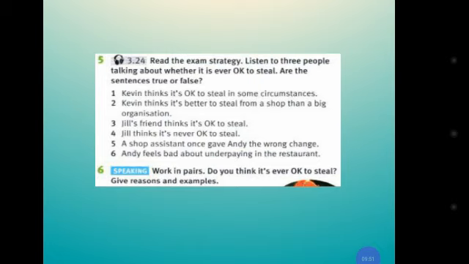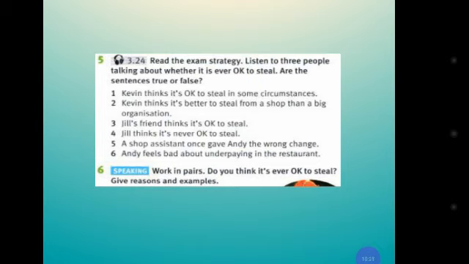Before, let's read the exam strategy. When completing a true-false listening task, before listening to the text, read the questions to find out what information you need. Listen to the text very carefully. Sometimes one word or expression can be the answer.